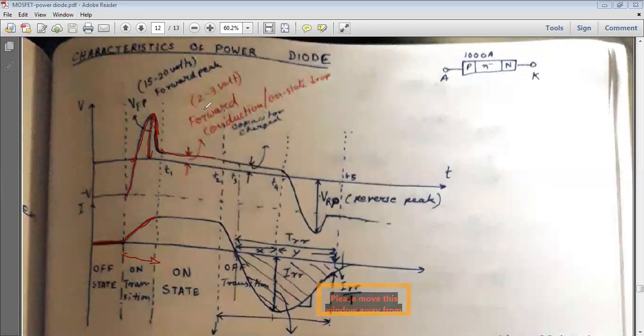This is the on state conduction, where it carries a particular resistance and we find constant current and voltage. After a certain time, suppose at T2, when the initiation of reverse bias is given, what will happen to the current? Since it acts like a capacitor, what will happen?